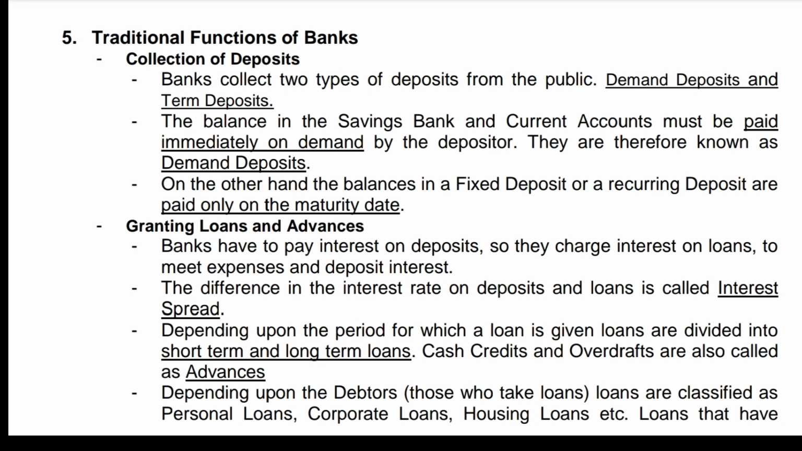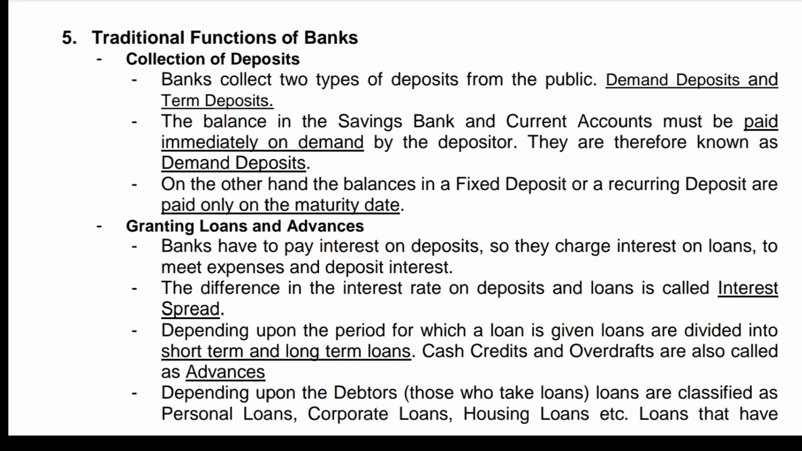Traditional functions of banks. Collection of deposits. Banks collect two types of deposits from the public: demand deposits and term deposits. The balance in the savings bank and current accounts must be paid immediately on demand by the depositor. They are therefore known as demand deposits. On the other hand, the balances in a fixed deposit or a recurring deposit are paid only on the maturity date.